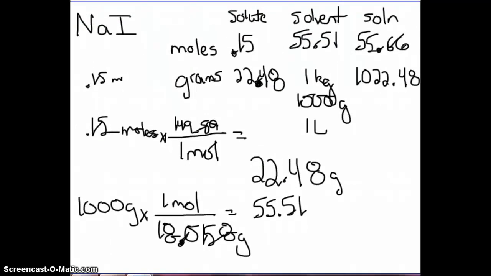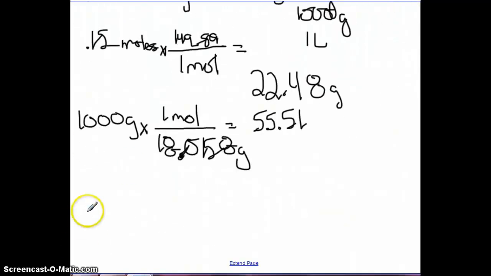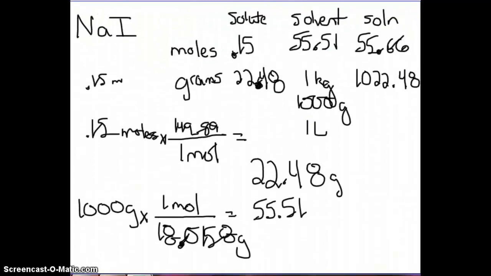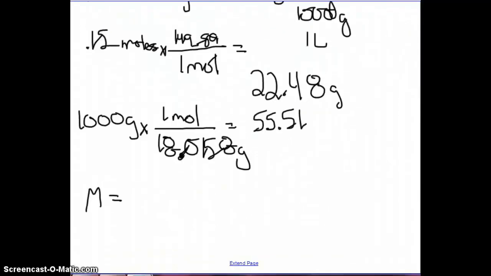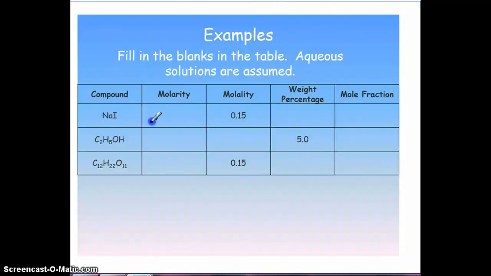All right, so we already knew molality. Molarity is going to be your moles of solute over your liters of solution. So moles of solute, 0.15, and liters of solution, 1 liter, which is 0.15 molar. Okay, so that's molarity. We can go ahead and go back to our chart and fill it in. So we got 0.15.